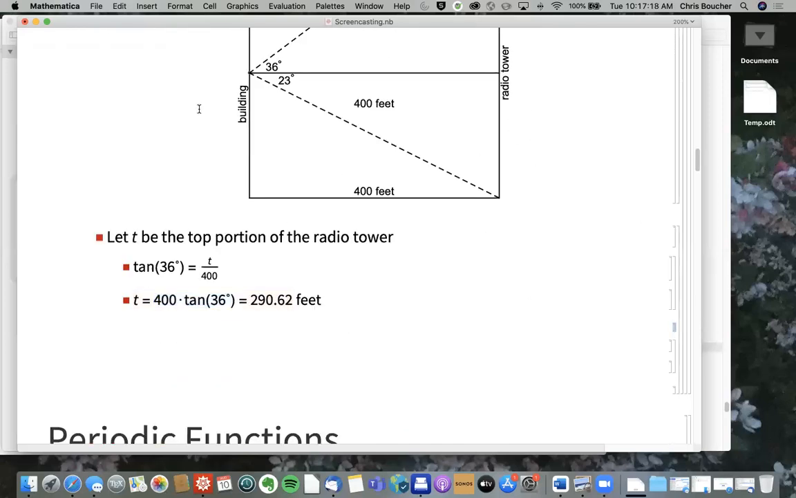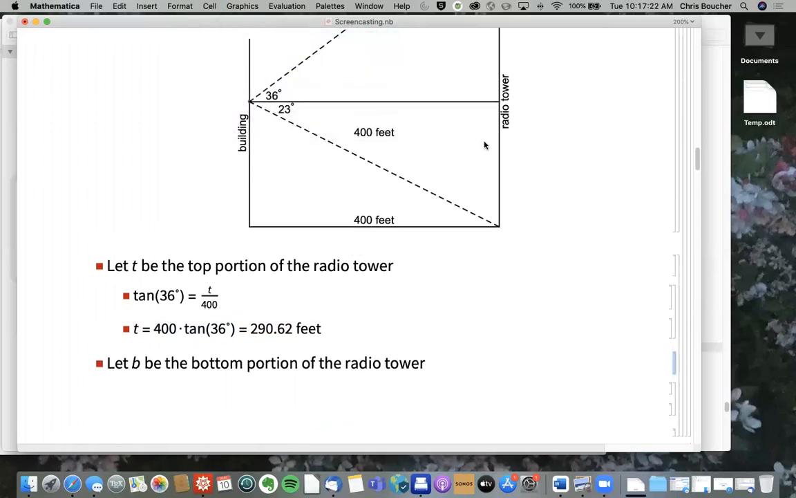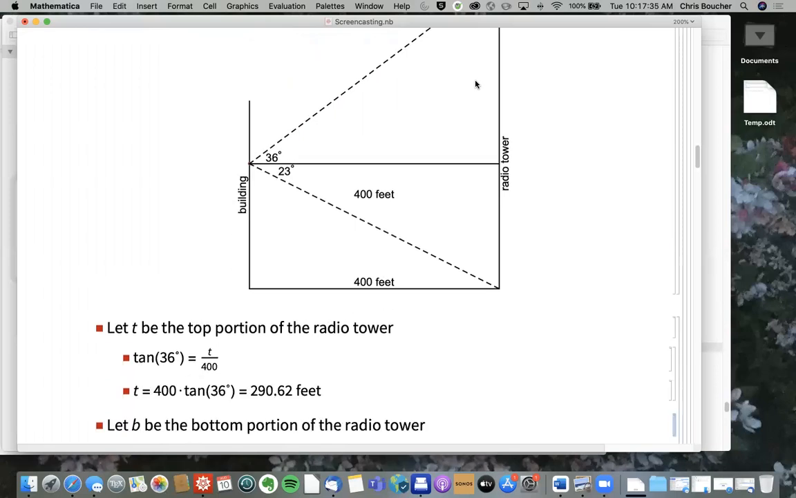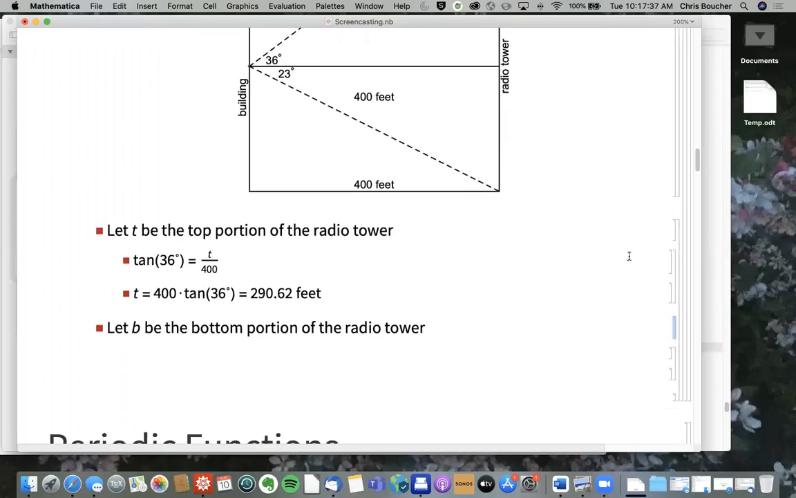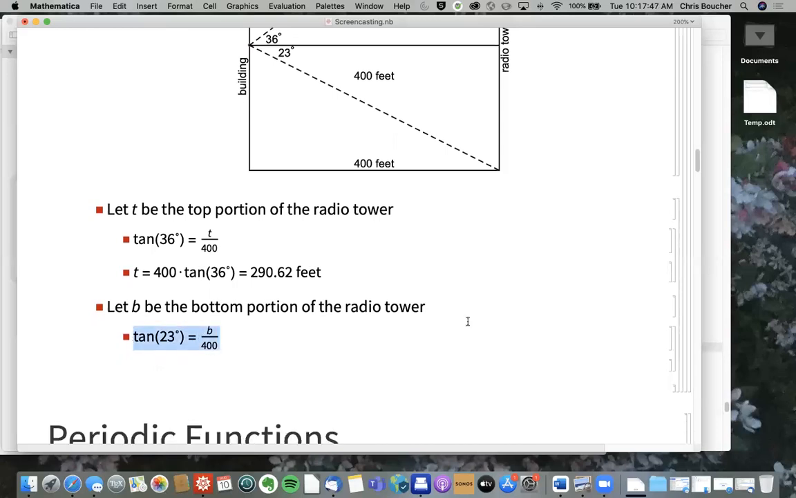So if I let B be the bottom part of the tower, right? So now that's the part down here. That is opposite the 23-degree angle. And I know the adjacent side is 400, right? The dotted lines are the hypotenuses of the triangles, so we're not using them in this particular example. So again, I'll use the tangent function. The tangent of 23 is going to be the opposite side, which is B, divided by the adjacent side, which is 400. I get a very similar equation to what we got up above.